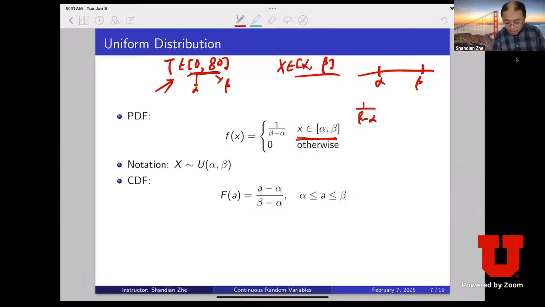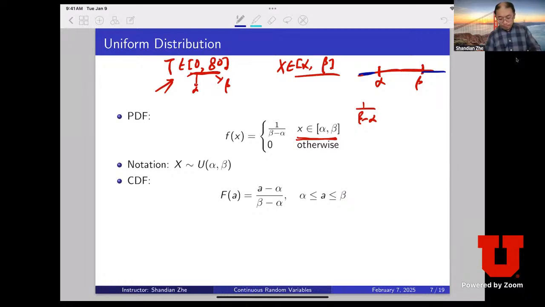So we use beta minus alpha to measure its length. And the probability density function, its value inside this interval is just 1 over the length of the interval. And if your X is outside this interval, then the PDF value is simply 0. Okay.